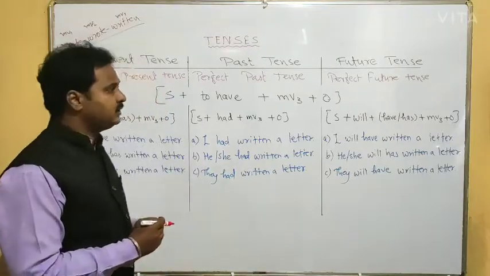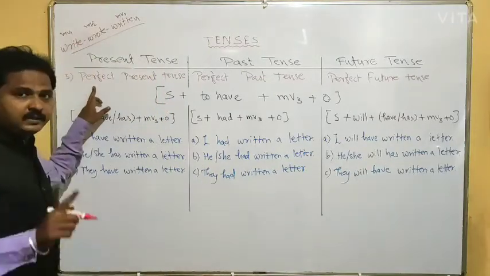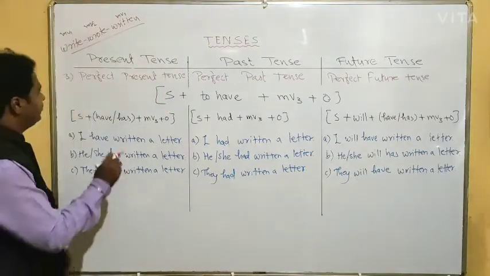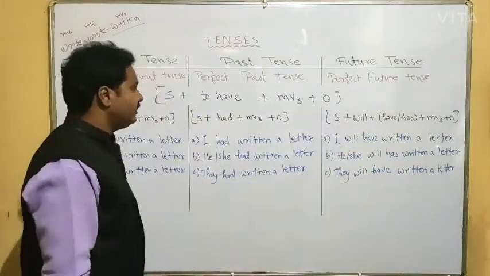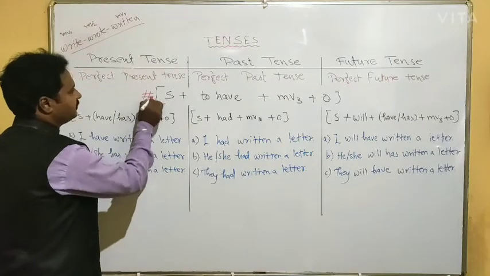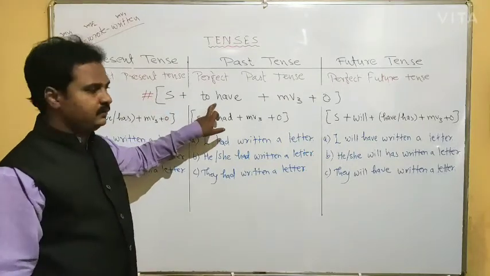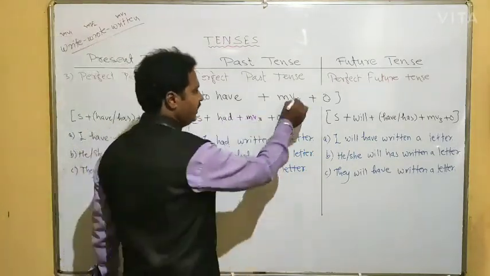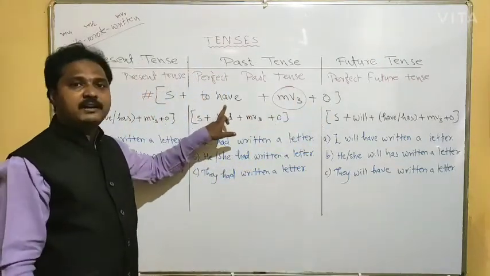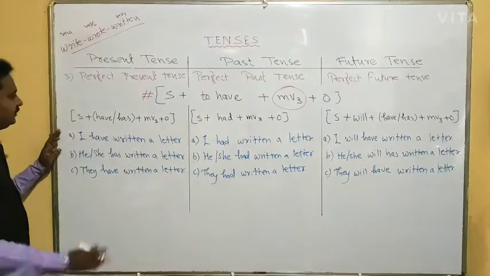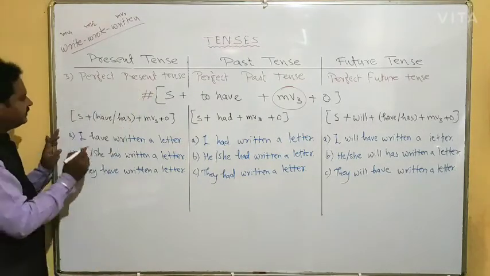Students, now move to the third form, that is the perfect tense. Very important. See, perfect present tense, perfect past tense, and perfect future tense. Like continuous tense, same rule is here. Subject plus to have form, and MV3 is used here. MV3, listen here, MV3 and object. To have forms are have, has, had. Let us see first one, that is perfect present tense.